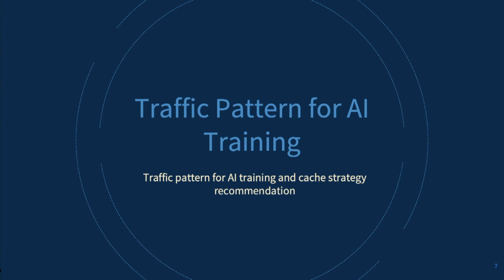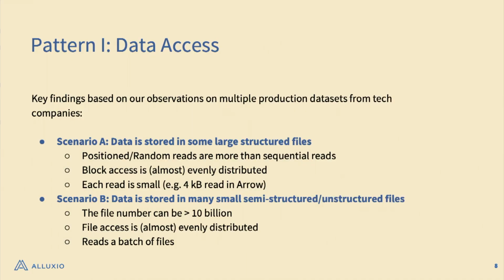The first one I want to introduce is the traffic pattern for AI training, and what kind of data cache strategy we could use for it. Here is the very first pattern I want to share. It's about data access for AI training. We have some key findings based on our observations on multiple production data sets collected from some large tech companies. In general, we put them into two different scenarios regarding data access pattern.